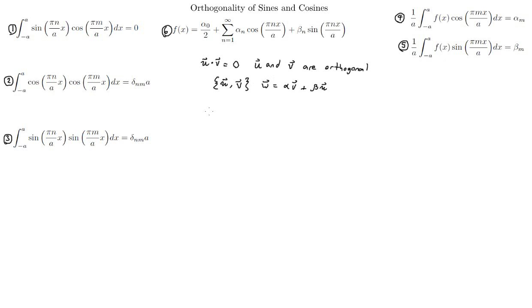And more generally, we would have that two vectors, now we're using vector in a more mathematical sense, right? If we had the functions f and g, if the inner product of f and g was equal to 0, then we could say f and g are orthogonal, right?